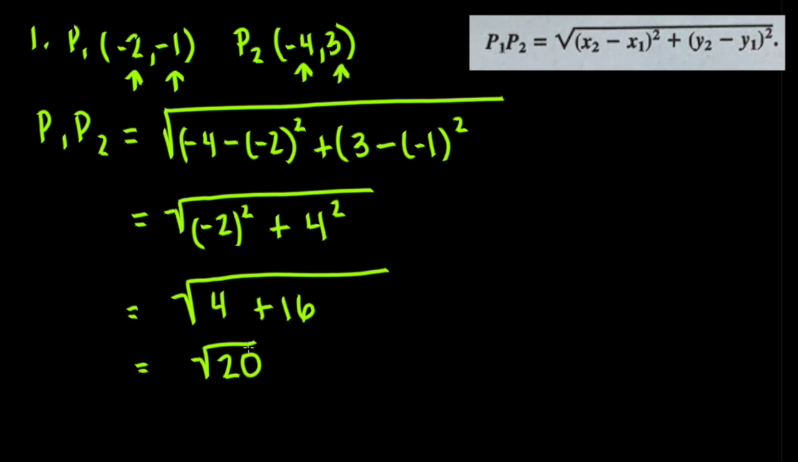However, we can reduce this even more. We do have a perfect square in the number 20. That number is 4. So we can take a 4 out, which will leave us with a 2 times the square root of 5. So this is our final answer.